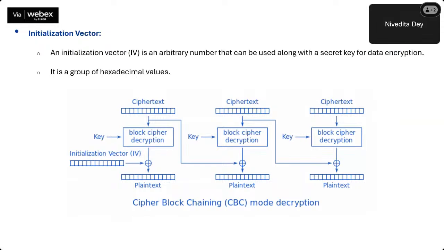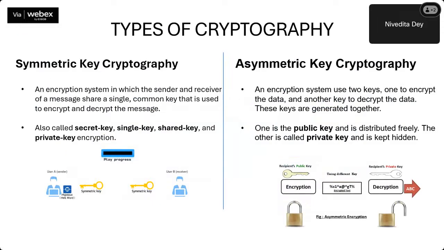Initialization vector is another one. It's an arbitrary number that can be used along with the secret key to start with. Now, types of cryptography, ECB mode, CBC mode, all these modes of encryption are there. You can go through all those concepts on your own interest. This is the important one because quantum has a different impact on both types of cryptography.